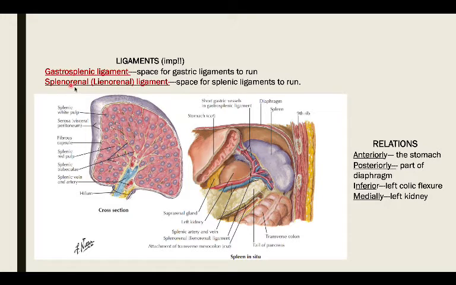And then we have the splenorenal or the lienorenal ligament right here, between the kidney and the spleen. You can see it's labeled right here. So remember these two ligaments. I think there was an MCQ: there's a gastrosplenic ligament, what is the other ligament? Or they can ask you to just label it. This is the gastrosplenic and this is the lienorenal or the splenorenal ligament. So these are the two ligaments.